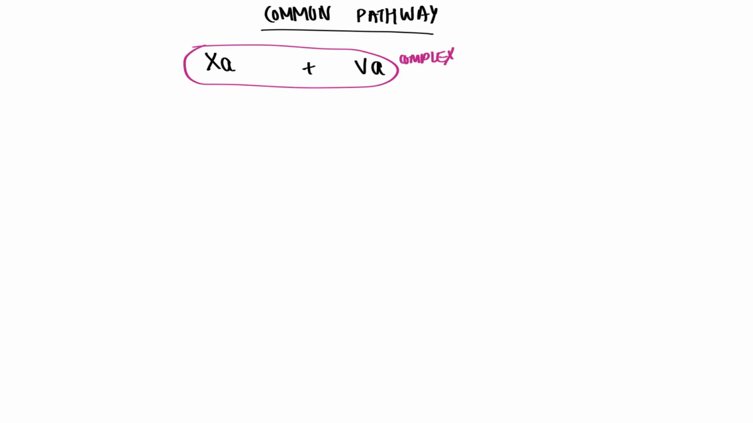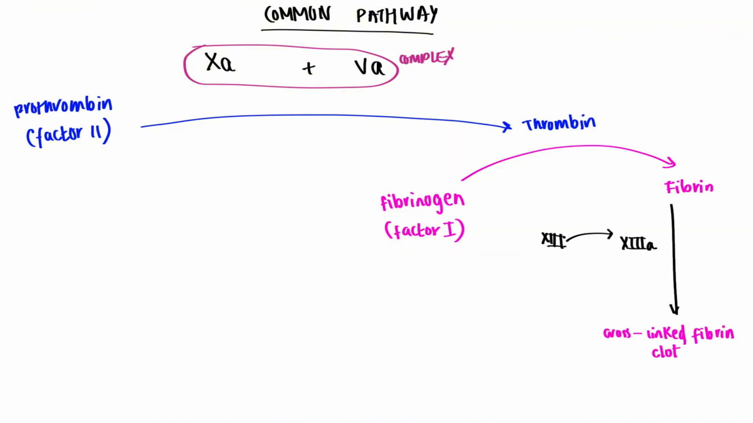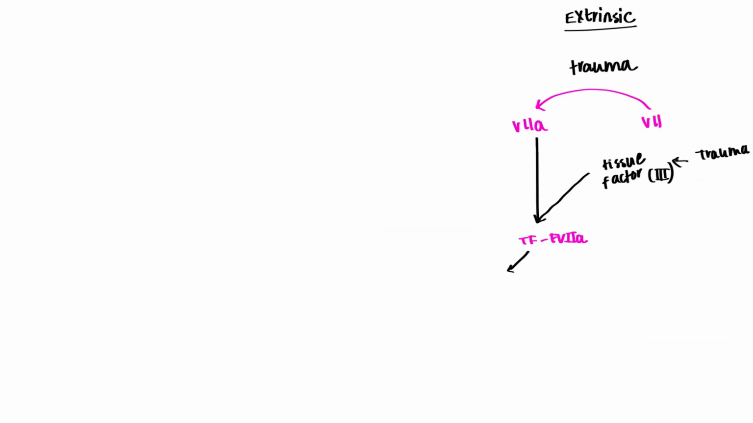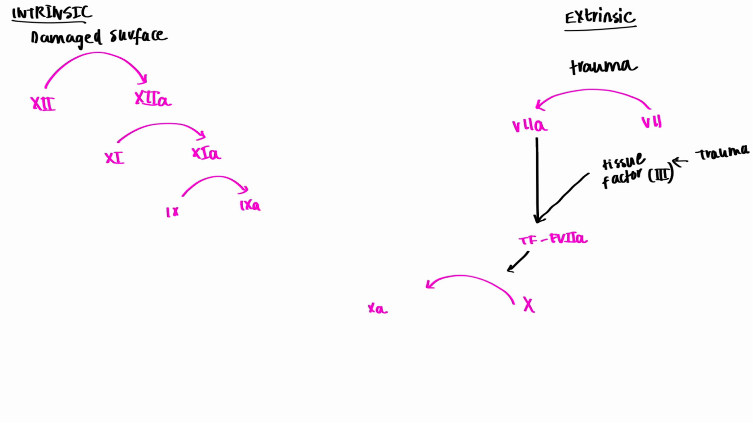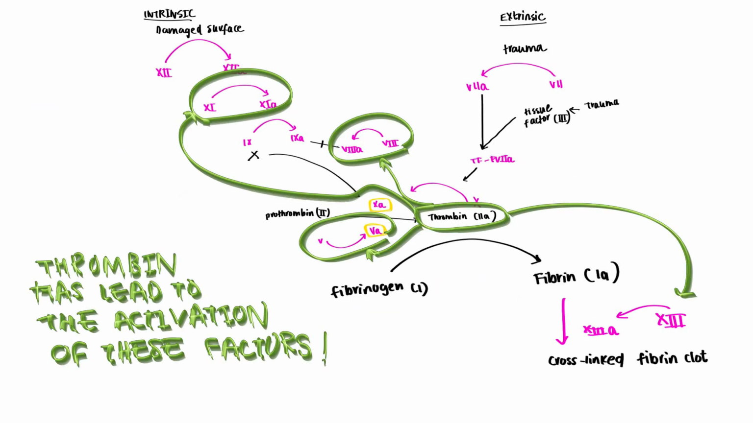Factor XA combines with factor VA to convert prothrombin into thrombin. Thrombin then converts fibrinogen into fibrin and activates factor 13, which cross-links fibrin to form a stable clot. Thrombin also amplifies the cascade by activating factors 5, 8, and 11. And that brings together the full process of hemostasis: vascular constriction, platelet plug formation, and coagulation working together to stop bleeding and allow vessel repair.